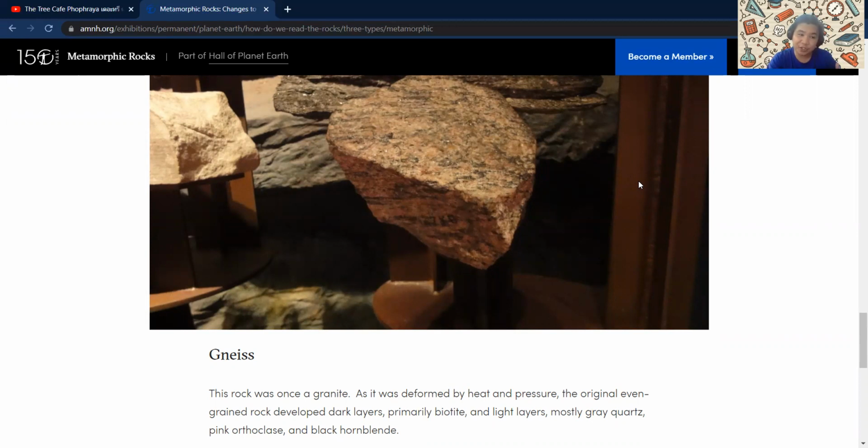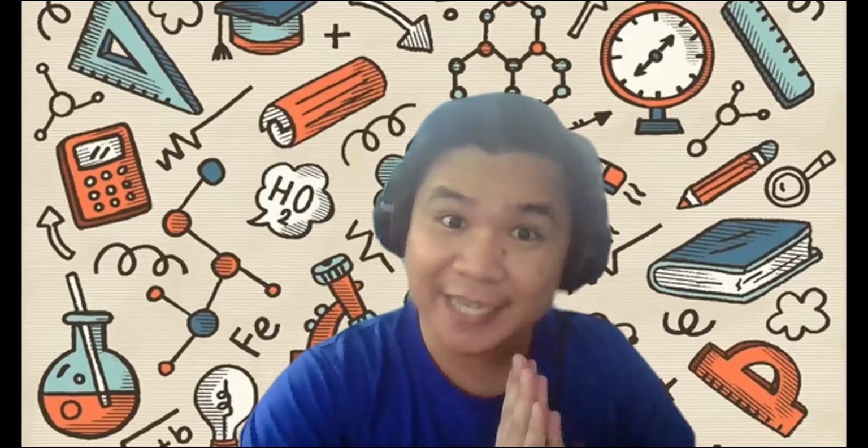Metamorphic rocks, they change because of heat and pressure. And that's it for today. I hope you can understand more about the different types of rocks and what they are called.